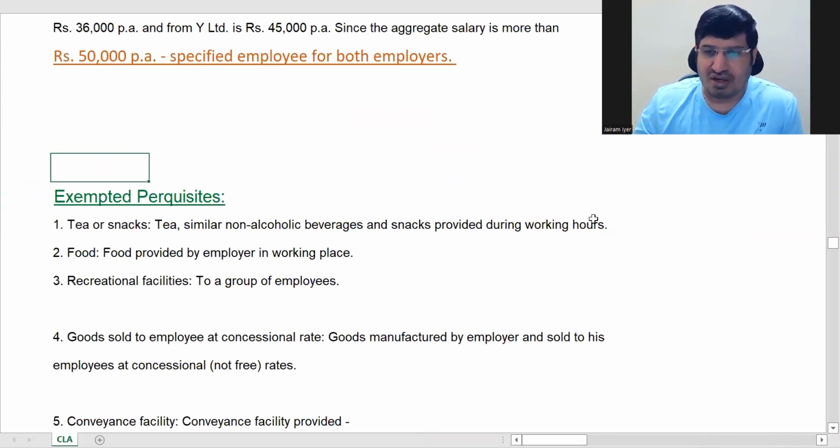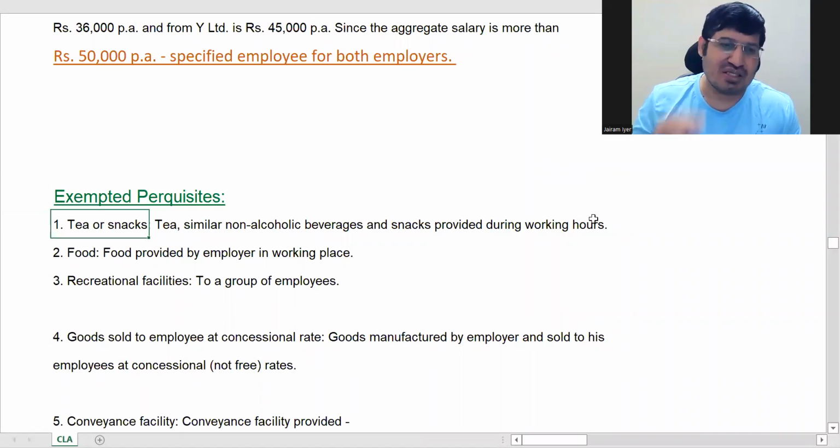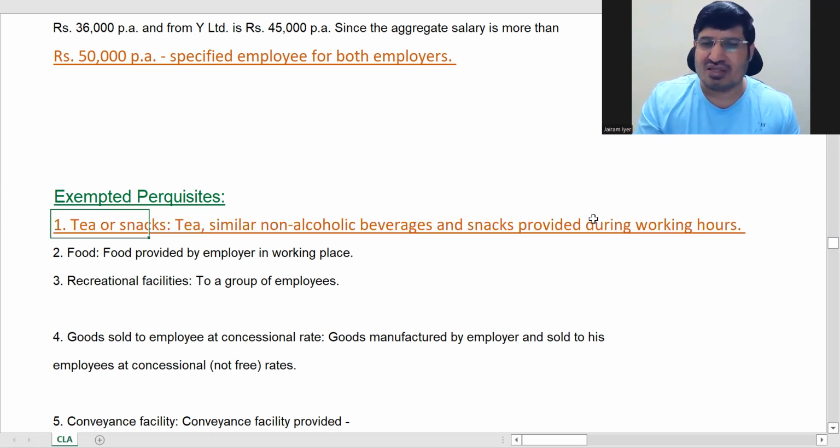सो नाउ विल सी व्हाट इज एग्जेम्प्टेड परक्विजिट्स. आफ्टर दिस विल गो फॉर अवर डिनर ब्रेक, ठीक है. So what are exempted? There are certain perquisites which are exempted. ठीक है, वो एक basic perquisites है जिसको tax नहीं करना चाहिए basically. Okay, there are some basic perquisites which should not be taxed, hence are exempted. So tea and all small snacks which are provided during working hours, that is exempted. Right. So remember the word non-alcoholic beverages. Okay.